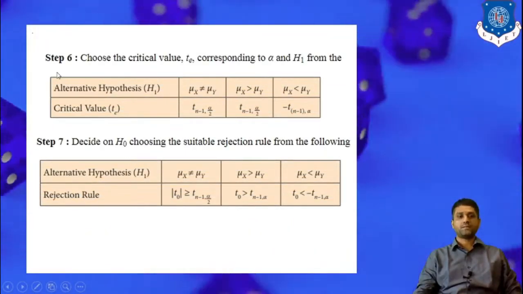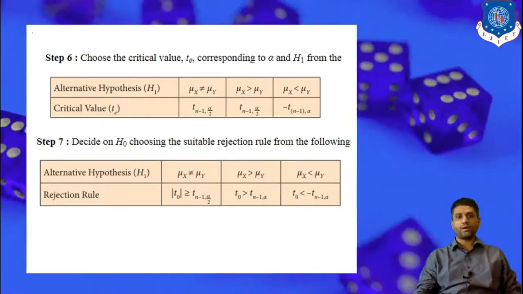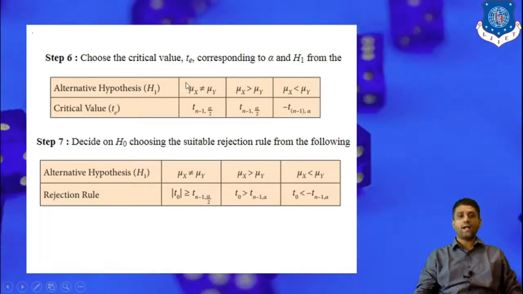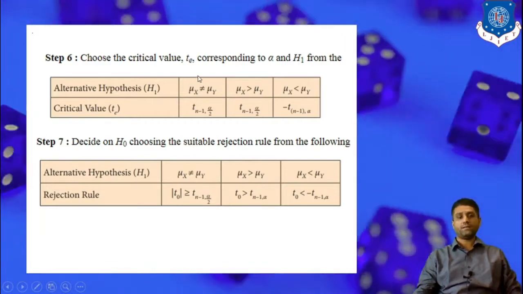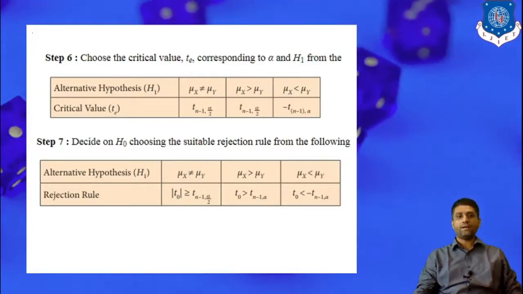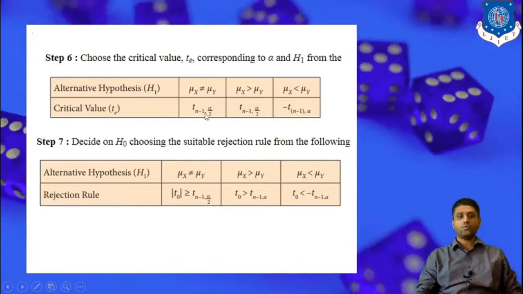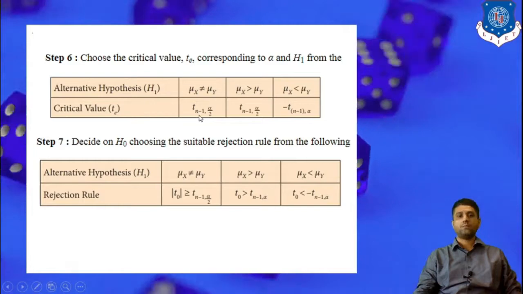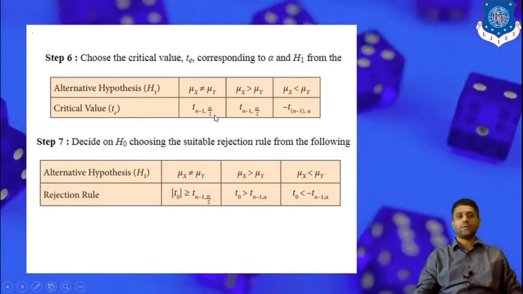Now step number 6. Once we have calculated the observed, that is the calculated T value, we have to compare that calculated T value with the tabulated T value. To identify the tabulated T value, we require a few things. First of all, identify whether it is a two-sided test or a one-sided test. Second, you have to identify the degree of freedom. Normally it is n minus 1, but in this case it is m plus n minus 2. And third is the level of significance.